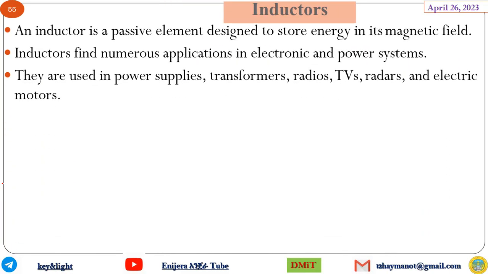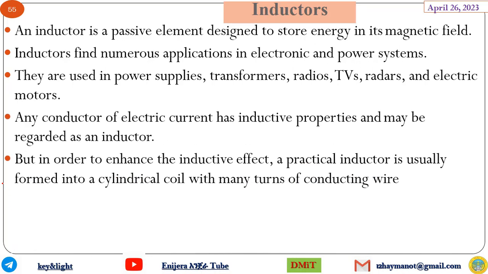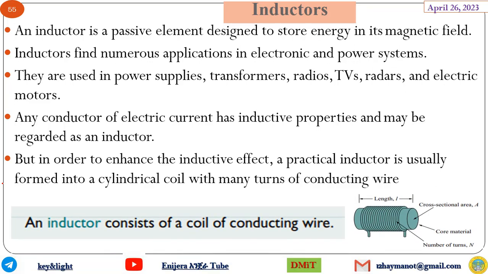The third element is inductor. An inductor is a passive element designed to store energy in its magnetic field, like that of a capacitor. So inductors find numerous applications in electronic and power systems. They are used in power supplies, transformers, radios, TVs, and electric motors. Any conductor of electric current has inductive properties and may be regarded as an inductor. But in order to enhance the inductive effect, a practical inductor is usually formed into a cylindrical coil, like this. Cylindrical coil.